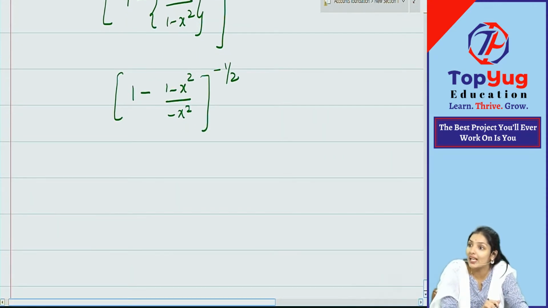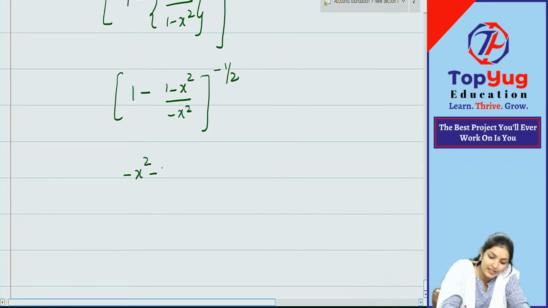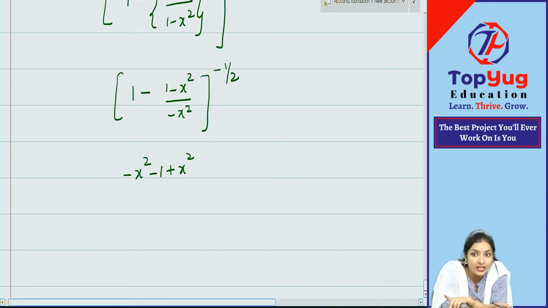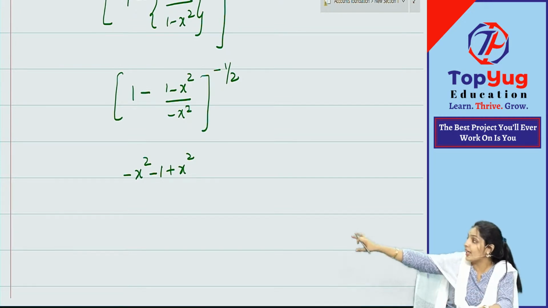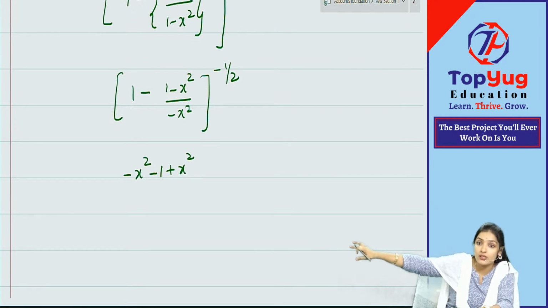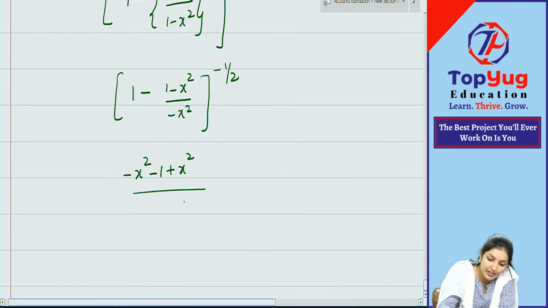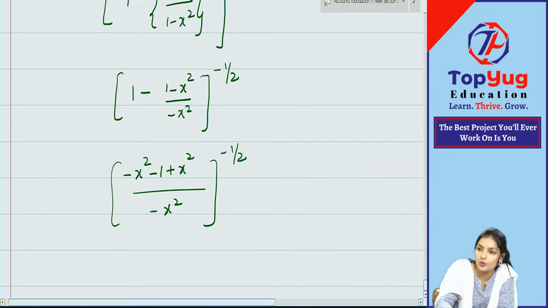Now I have to do LCM, right? So minus x square, minus of, that means minus 1 plus x square. Minus into minus will become plus 1. Are you sure you understand? Why did I write plus x square over there? Minus into minus. Are you sure of your understanding? Divided by minus x square to the power minus 1 by 2.